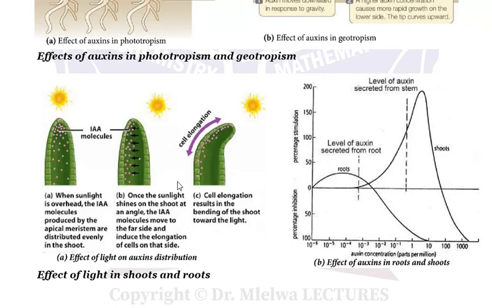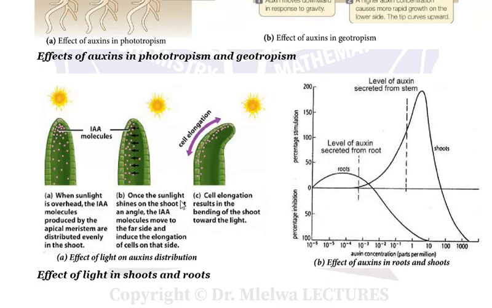on auxin distribution. So as you can see, if we have the sun here, and it illuminates this coleoptile tip, when sunlight is overhead, the indole acetic acid, that is the most common type of auxin molecule produced by the apical meristem, is distributed evenly in the shoot. So they are distributed evenly, that means kwa usawa. So the distribution on the left and right hand side is equal.